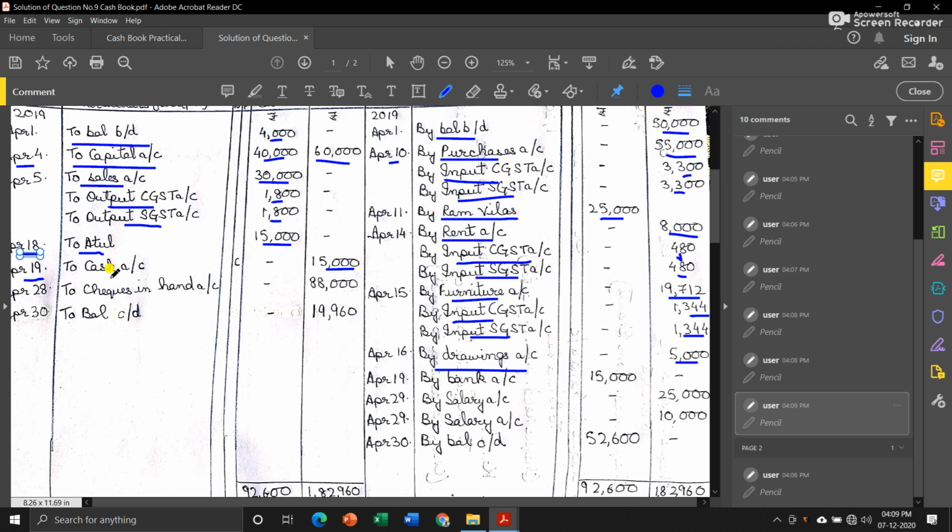And when we look into the journal entry of this transaction, it will be bank account debited to cash, so here we will write to cash account. Similarly on the credit side, we will write on April 19 by bank and 15,000 in cash column because cash is making the payment.